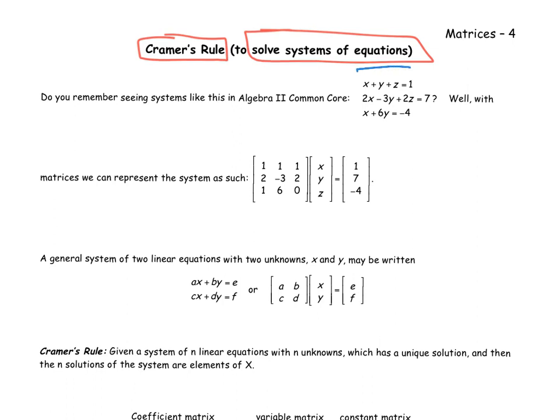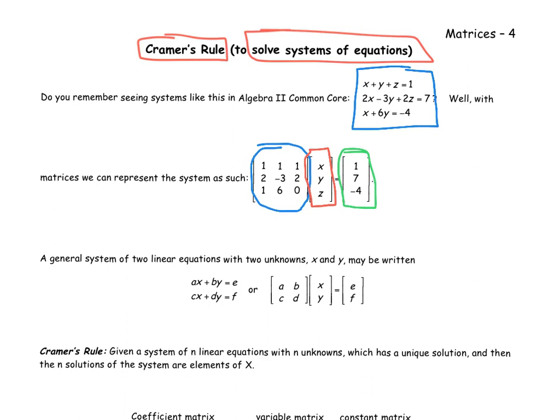You guys remember seeing systems of equations where there's three of them, okay? That was actually the very first lesson I did with you guys where we solved a 3x3. With matrices, we can rewrite the system as follows: I take all of the coefficients in front of the variables, and they get a matrix. The other matrix is the variables. And the last matrix is whatever is to the right of the equal signs, whatever it is going to equal.